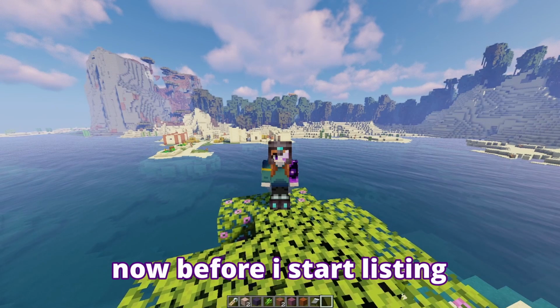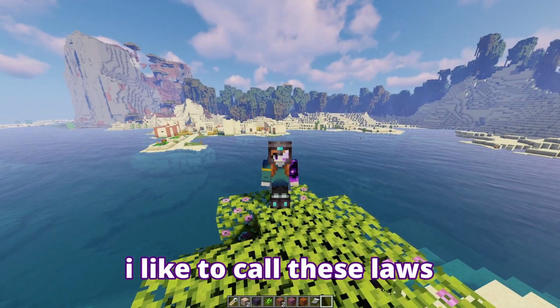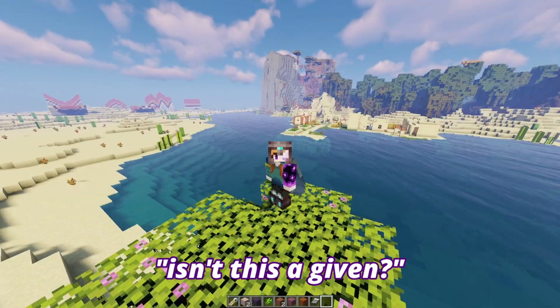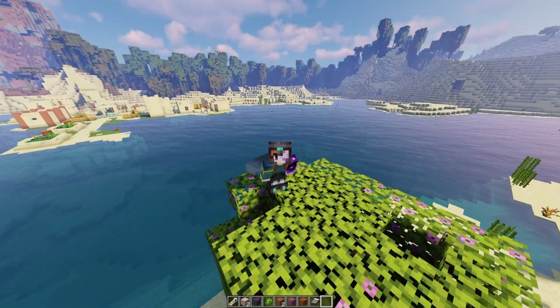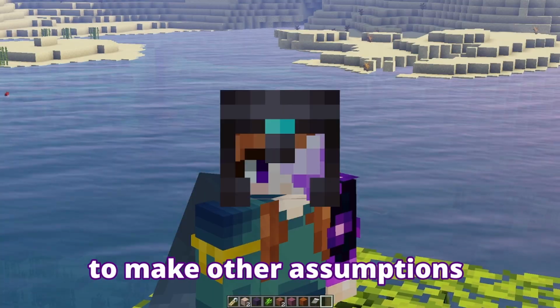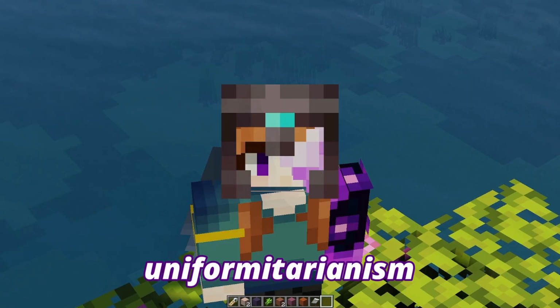Now, before I start listing these principles, I just want to say something real quick. I like to call these laws the common sense laws because I'm going to say them and you're going to be like, wow, isn't this a given? Why did someone have to sit down and write this? But no, people did have to sit down and write this, because you can build upon these principles to make other assumptions and yada yada. It's a big process.